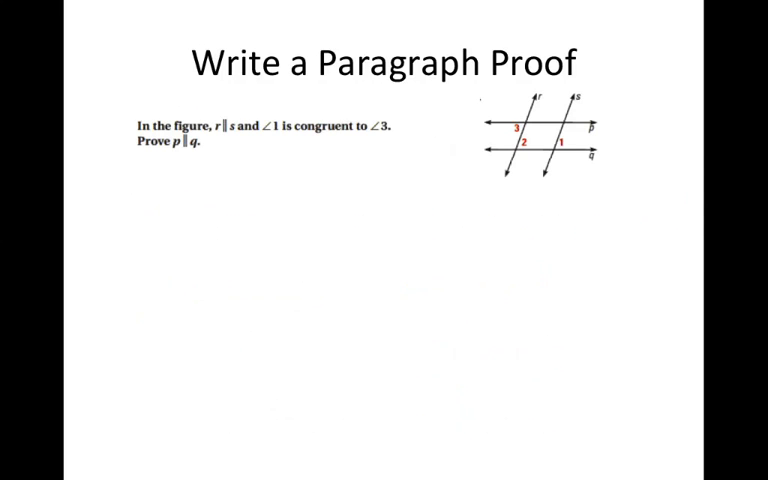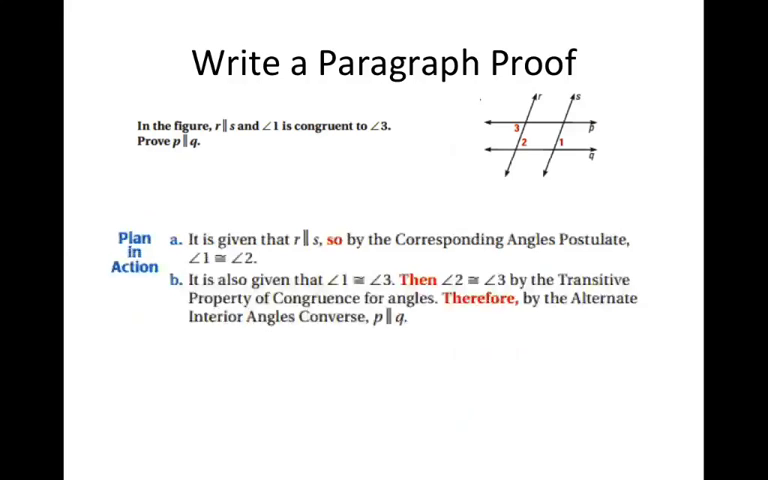So we're going to just write it out in words. We're going to say it is given that R is parallel to S. So by the corresponding angles postulate, 1 must be congruent to 2. Then let's move on to, since 1 is given to be congruent to 3, and 2 is also congruent to 3 by the transitive property.